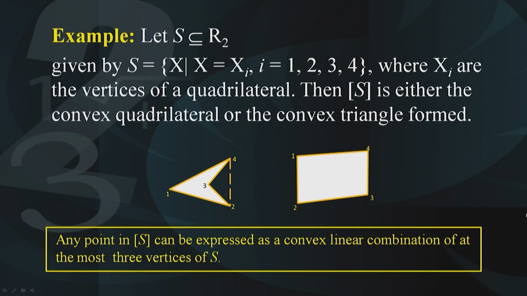The figure on the left hand side shows that the 3 vertices x1, x2, x3 are satisfying this property, whereas on the right hand side it is showing that it is a quadrilateral. So, with the help of this example we can conclude that any point in the convex hull can be expressed as a convex linear combination of at most 3 points of this set S.